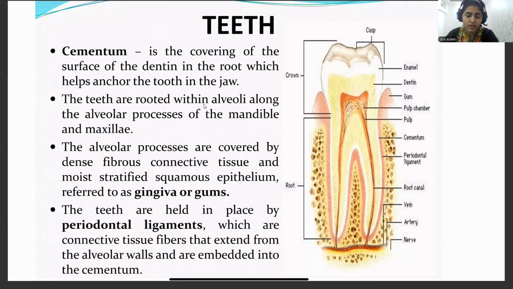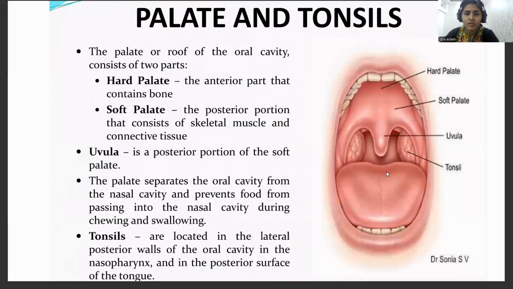it gingiva. The teeth are held in place by the periodontal ligament. Periodontal ligament you can also see in the root. This pink color is periodontal ligament, which are connective tissue fibers that extend from the alveolar walls and are embedded into cementum. Next, if we go to our next topic, which is palate and tonsil.